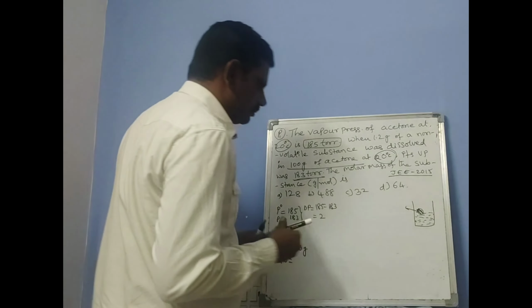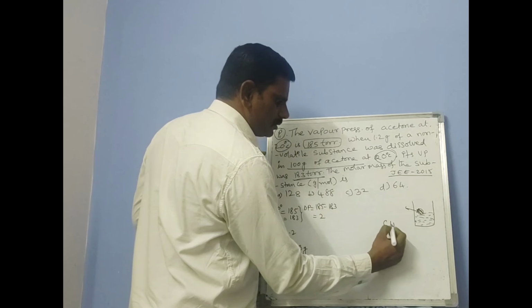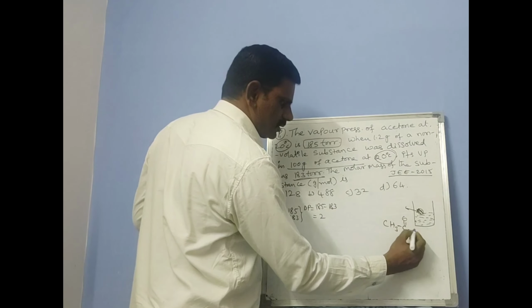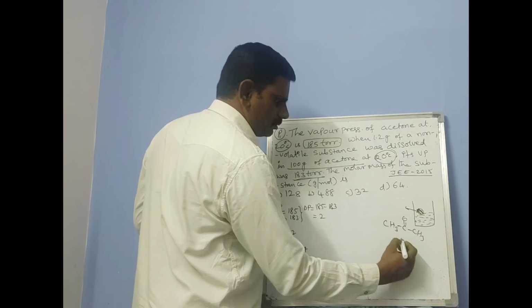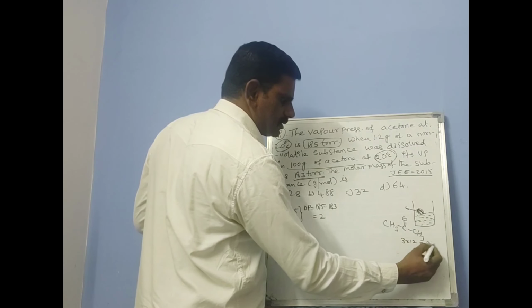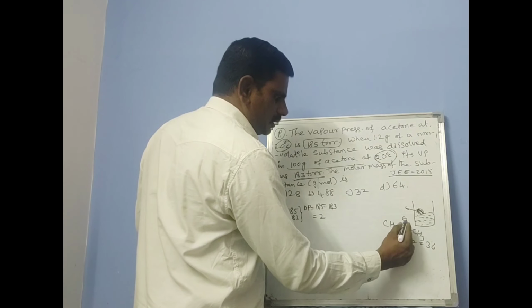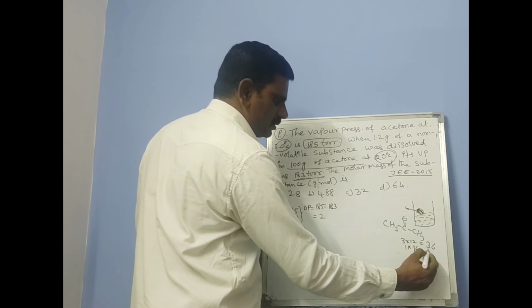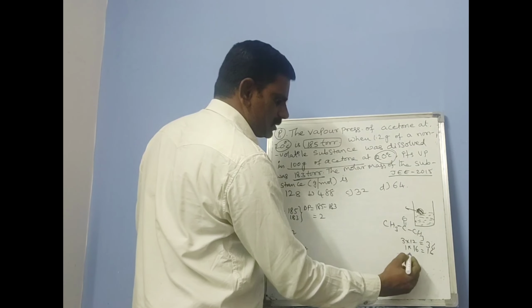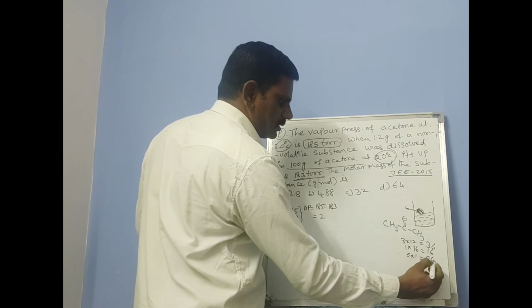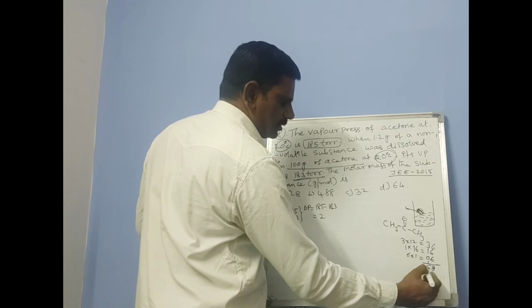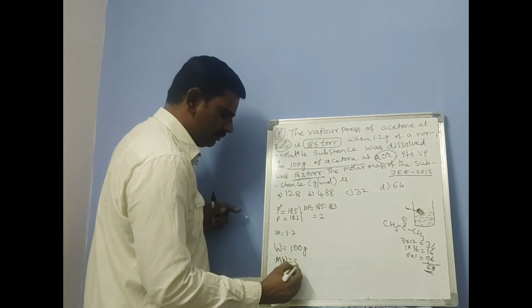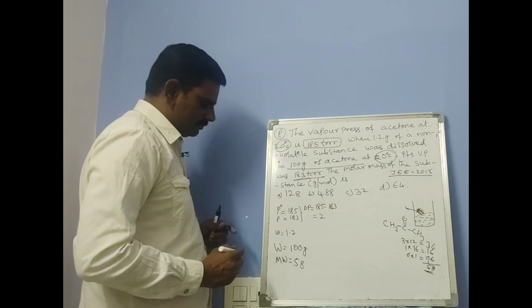Molecular weight of acetone. See the acetone formula, CH3COCH3. 3 carbons are there, 3 into 12, 36. And one oxygen is there, oxygen atomic weight 16. How many hydrogens? 6 hydrogens, 6 into 1, 6. 36 plus 16 plus 6 is 58. 58 is the molecular weight of the solvent.